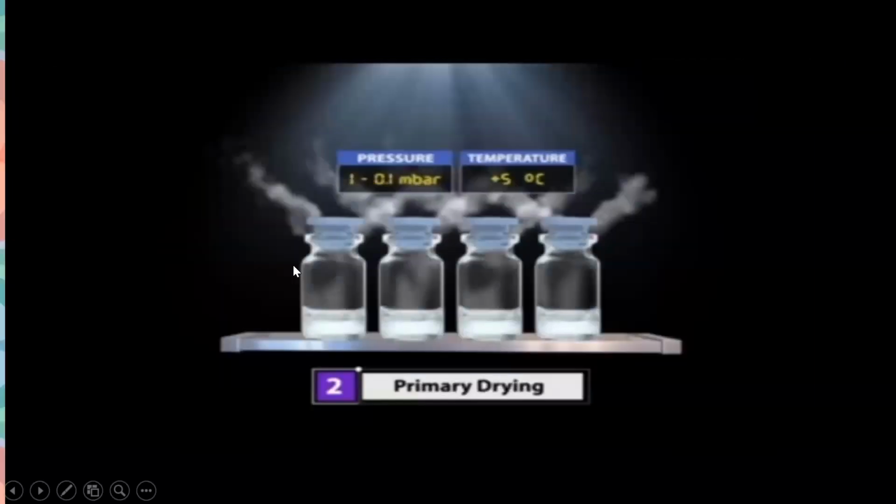In the second stage, the primary drying requires further reduction in the pressure below the triple point, so that the pressure here is at 1 to 0.1 millibar, and the temperature at 5 degrees centigrade. This process removes large quantities of water from the sample and depends on the sublimation process.